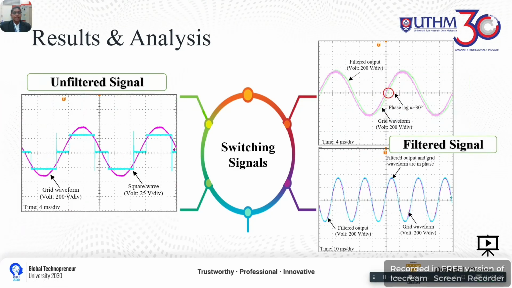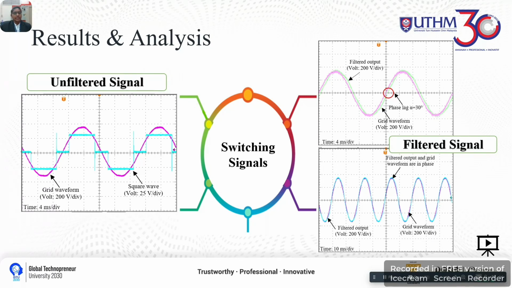These are the results obtained for the unfiltered and also filtered signal. We can see here that the unfiltered inverter output was in phase with the grid voltage, which indicates both signals are operating at the same frequency, as well as having the same peaks and zero crossings.